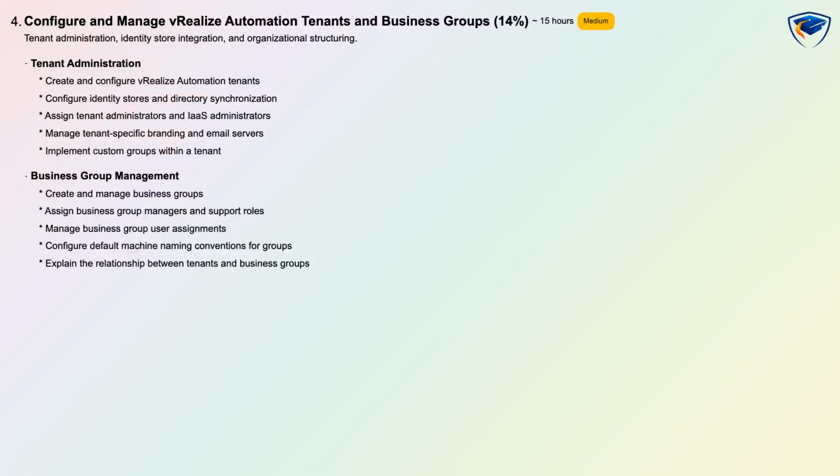Configure and manage vRealize Automation Tenants and Business Groups is 14%, medium difficulty, estimated at 15 hours and assessed with scenarios. Candidates will learn to create and configure tenants, integrate identity stores and directory synchronization, and assign tenant and IaaS administrators while managing tenant branding and email servers.